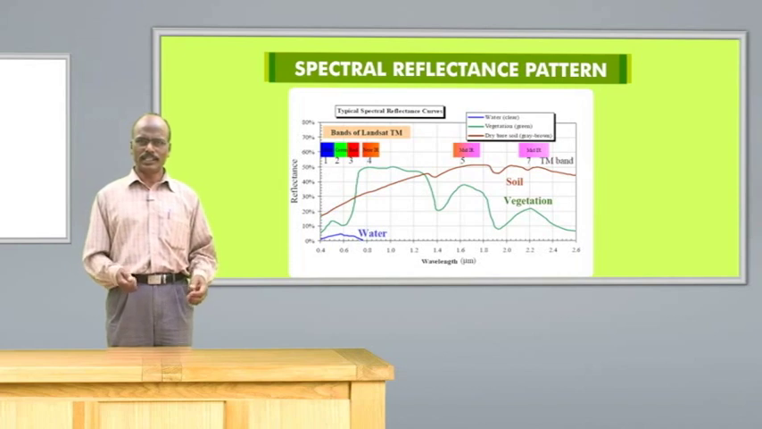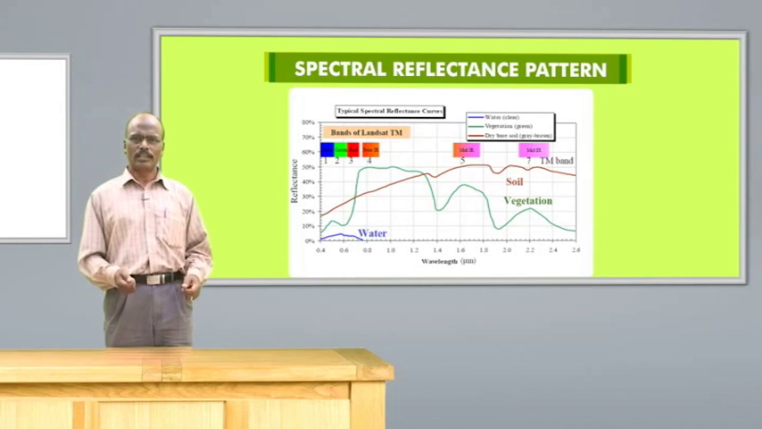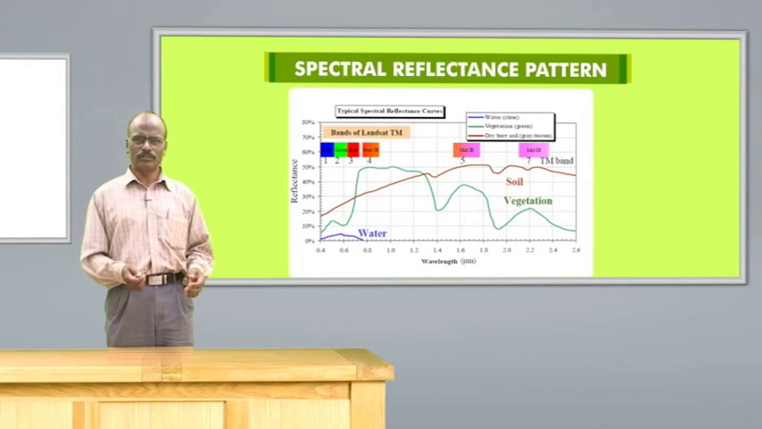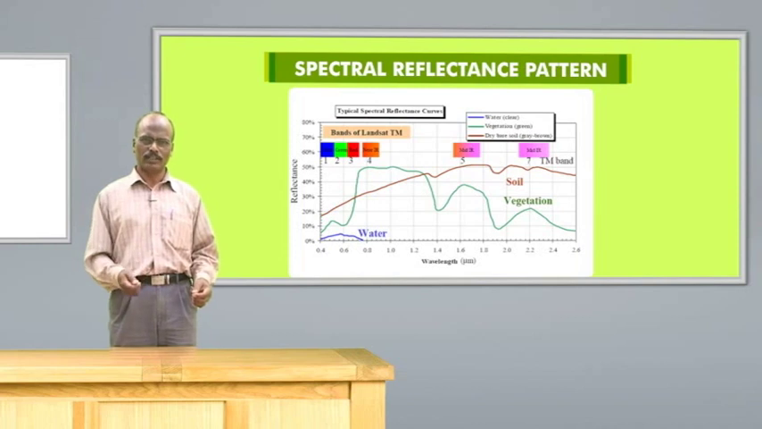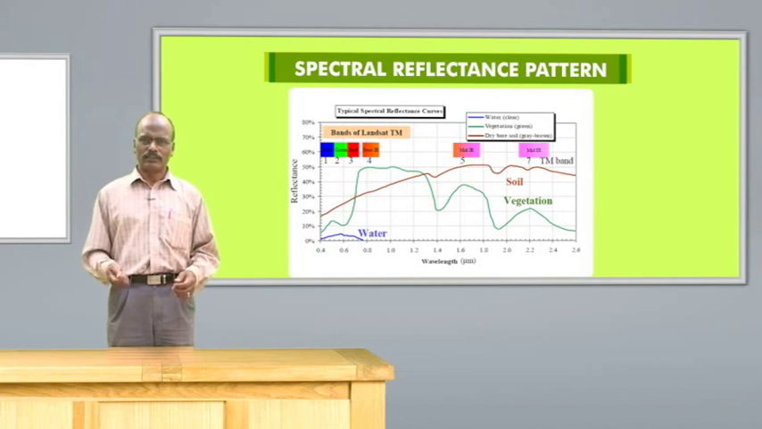In the vegetation case, you see lots of ups and downs, or troughs and peaks, in the reflectance curve. In the visible region you see two low reflectance regions, that is blue and green, which is due to the absorption of these portions of electromagnetic energy by the chlorophyll. In the near infrared region, that is beyond 0.7 micrometer wavelength, the infrared reflectance is very high, about 50 to 60% of the energy that is falling on the vegetation.